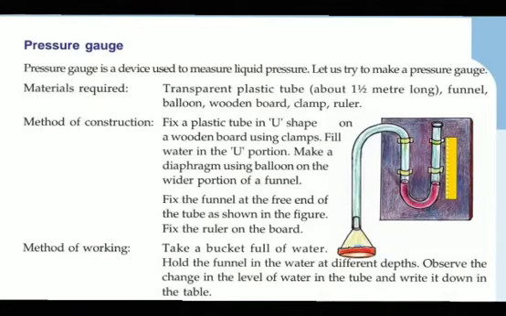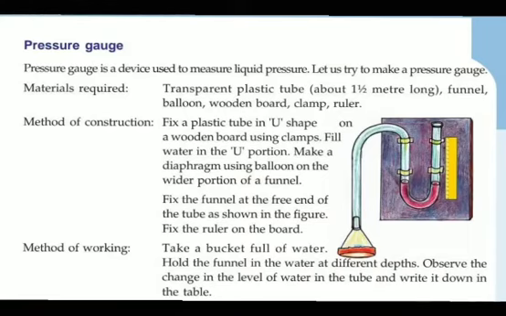Now next one is a pressure gauge. It is a device which is used to measure the liquid pressure. And in your textbook, it is given how to make a pressure gauge. So, for that, you require a transparent plastic tube, funnel, balloon, wooden board, clamp, and a ruler.